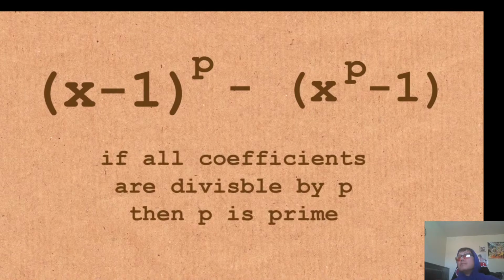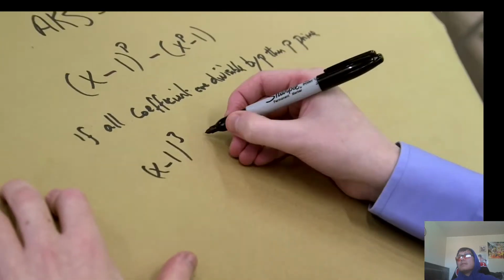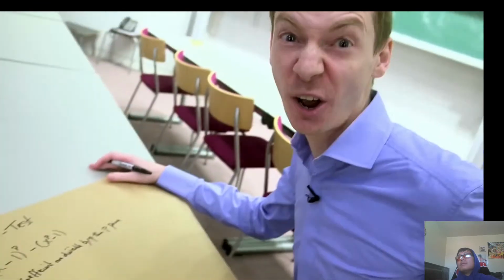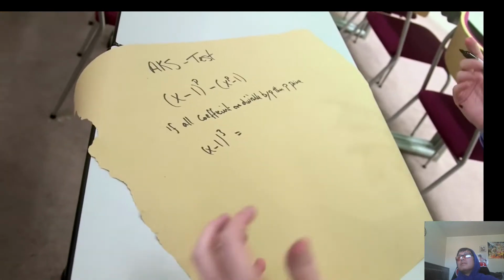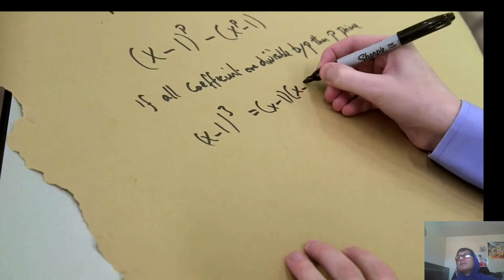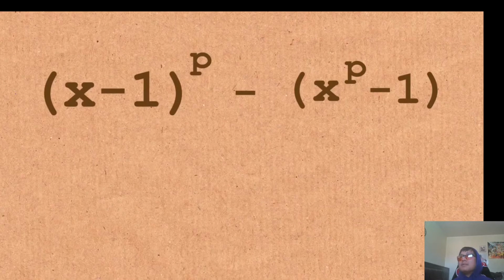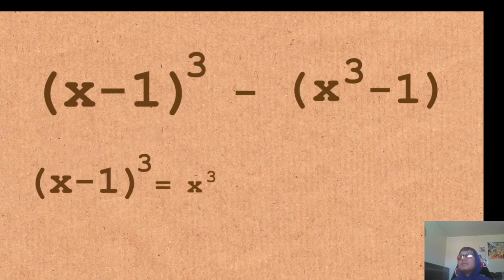Let's take x minus 1 cubed. So 3 is the number we're testing. We know it's a prime, don't we? But we're going to test it. We're going to take x minus 1 cubed. So that's, to make it explicit, x minus 1 by x minus 1 by x minus 1. Multiply this out, you get a polynomial called x cubed minus 3x squared plus 3x minus 1.